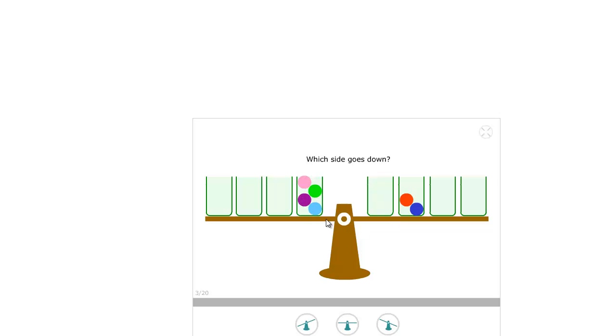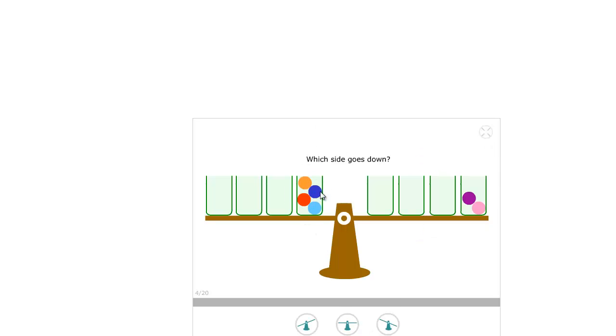So 1, 2, 3, 4 times a distance of 1, this is 4. 1, 2. 2 times 2 is 4. So in this scenario, a Rule 4 user would predict that it stays balanced. A Rule 1 user would predict that it goes down this way, to the left. A Rule 2 user would take distance into account, but would be conflicted, as with Rule 3 users. So in this scenario, it's balanced. We got it right.